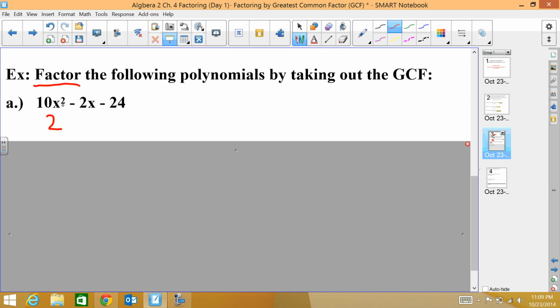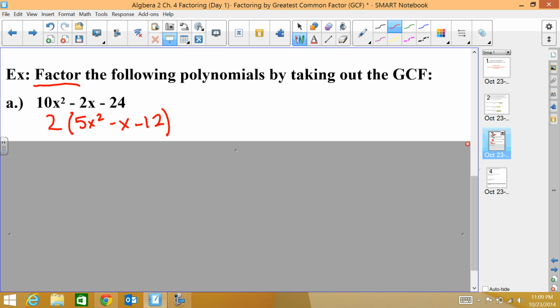Now, if I divide these by 2, I want to figure out what's left because I'm factoring, so I'm figuring out what things I can multiply together to get this product. So if I take 10x squared divided by 2, then I would get 5x squared. The x squared would still be there if you divide it by the 2. Then negative 2x divided by 2 would be negative x. And negative 24 divided by 2 would be negative 12. So my factors are 2 and 5x squared minus x minus 12.